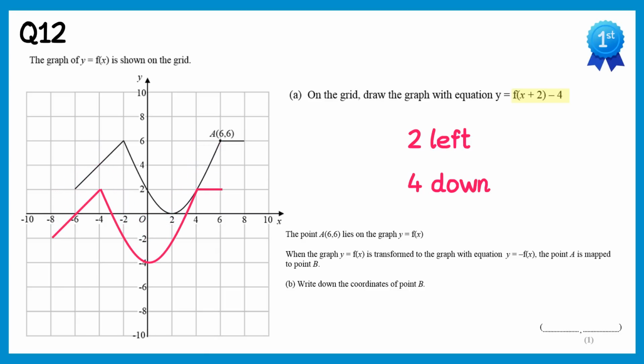For part B of this question, we're being asked to do the transformation y equals negative f of x. When you have a negative before a function like this, you're going to reflect it in the x-axis. So this point A marked here will actually reflect down to here. This has coordinates (6, -6), so that's the answer.